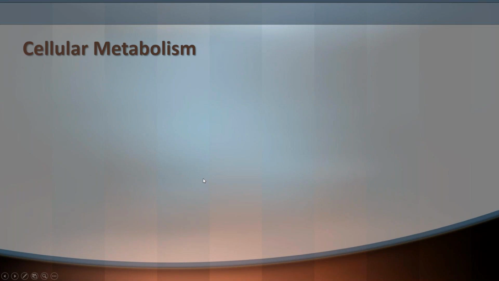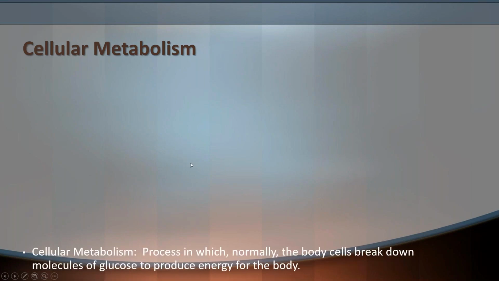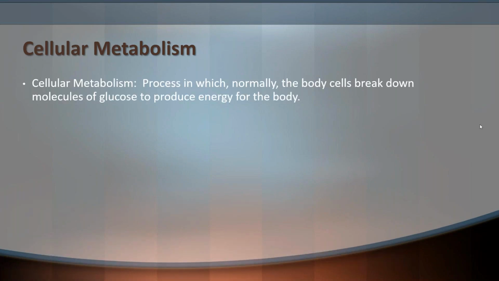So first, we're going to talk about cellular metabolism. So remember, cells are the basic function of any human system. Those cells make up tissues, tissues make up organs. So in order for those cells to create energy, to replicate, to make those tissues and make those organs, what they need to do is metabolize that glucose in order to produce energy for the cells itself and also for the rest of the body. So definition of cellular metabolism, it's going to be a process in which the body cells break down molecules of glucose to produce energy for the body. Now remember, glucose basically is sugar components.